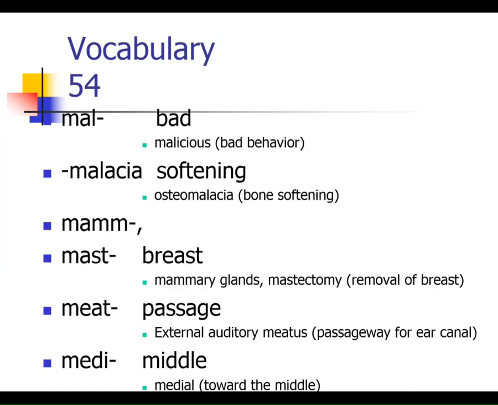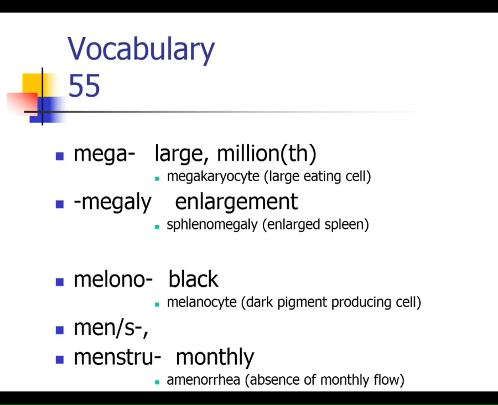Meat, you already know this. You know what the meatus is, the external auditory meatus in the temporal bone. You know it's a passageway. And medi, middle, medial, meaning toward the middle. Mega, large. Megaly, enlargement. So if you have splenomegaly, you have an enlarged spleen. If you have hepatomegaly, you have an enlarged liver, something like that.